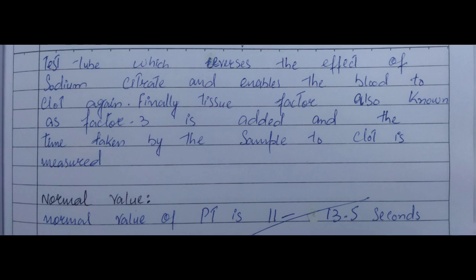An excess of calcium is added to the test tube, which reverses the effect of sodium citrate and enables the blood to clot again. Finally, tissue factor, also known as factor 3, is added and the time taken by the sample to clot is measured. Normal value होता है PT का 11 to 13.5 seconds.